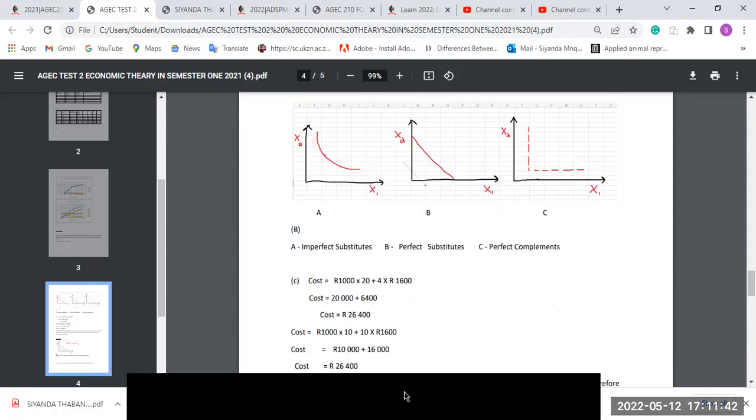Then I stopped here. I'll just touch on this concept a little bit.